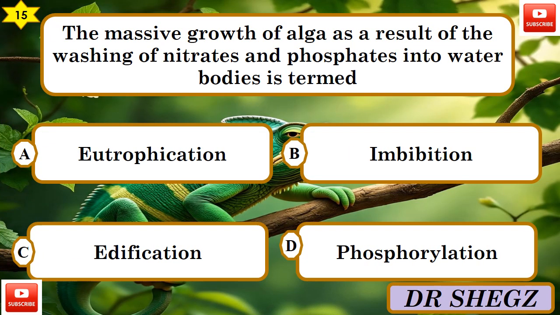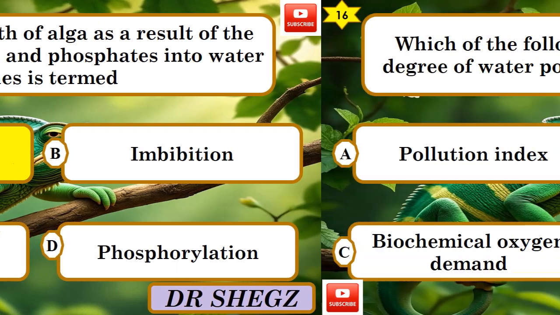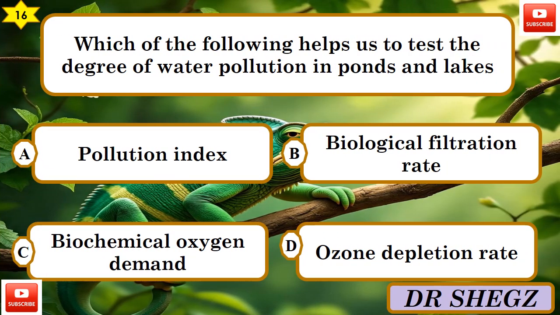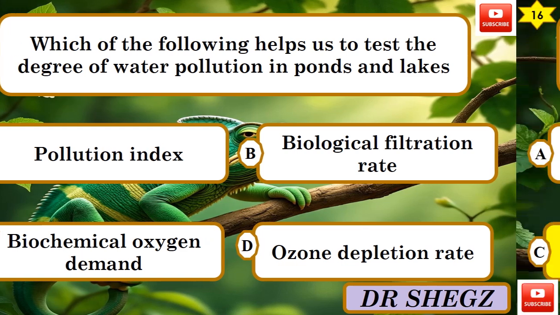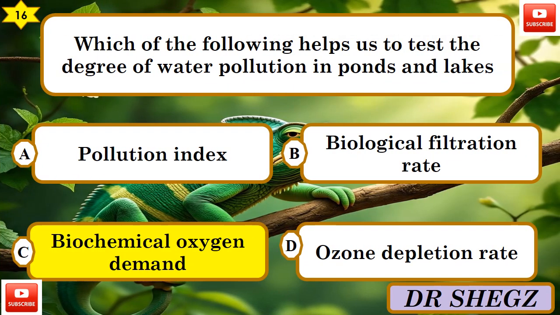The massive growth of algae as a result of the washing of nitrates and phosphates into water bodies is termed eutrophication. Algal bloom occurs as a result of fertilizers, pesticides, chemicals washing into water bodies. So there's an excess growth of algae. So the answer is eutrophication. Which of the following helps us to test the degree of water pollution in ponds and lakes? Biochemical oxygen demand.